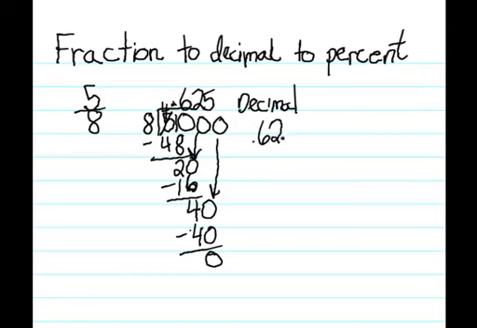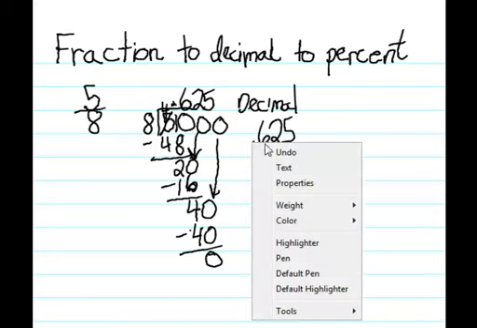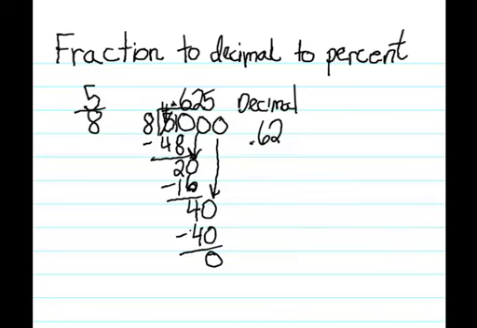Now, once you have a decimal, to get a percentage is quite easy. We just take our answer and multiply it by 100, or move the decimal place 2 places to the right. It does the same thing. So times 100 is 62.5%, and that is your percentage.